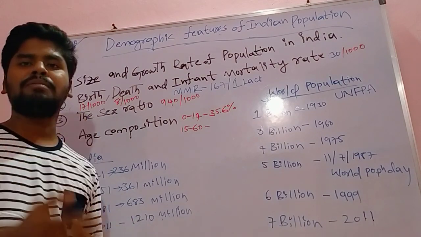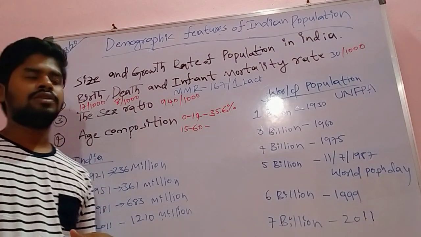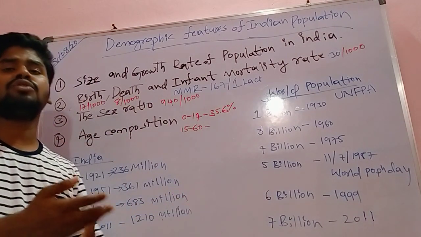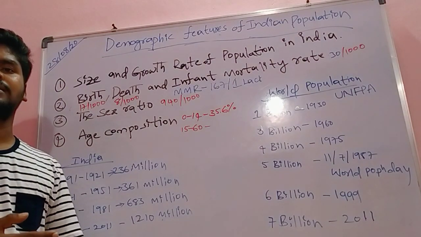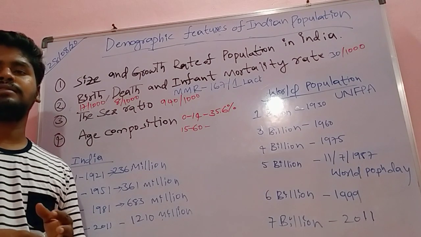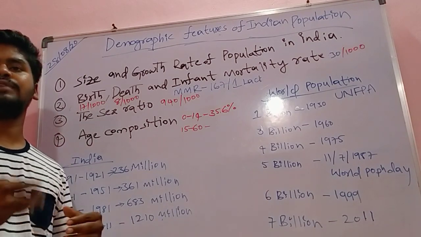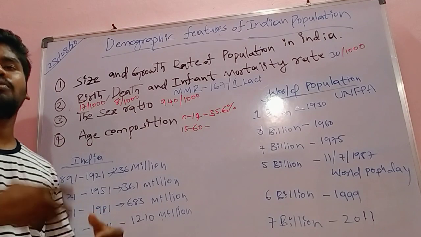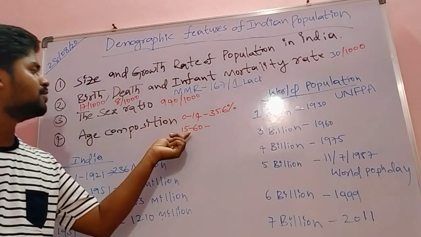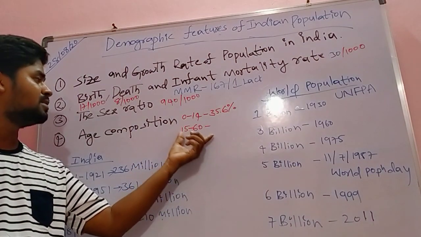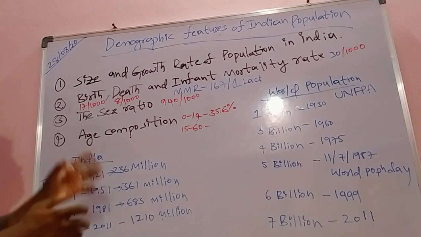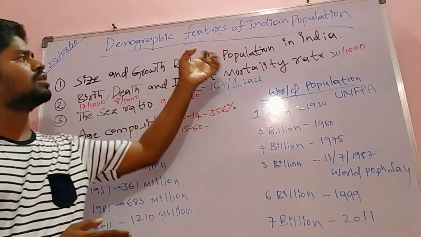India has the highest demographic dividend in the world right now. So the population is very high, but if there are no jobs, and people are jobless, there will be injustice and social evils, and many problems will rise. So the age group 15 to 60 is the maximum portion of the Indian population. So these are the basic features of the Indian population.